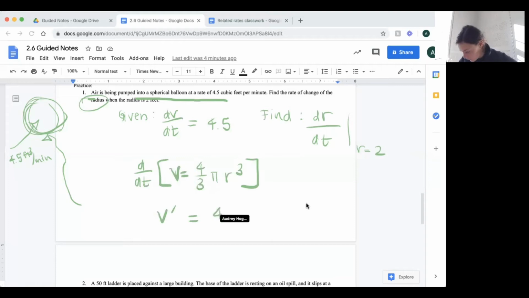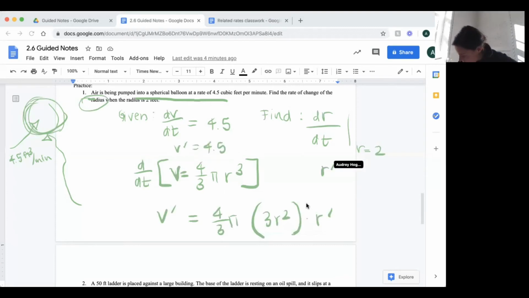So I'm going to have 4/3 pi out here times the derivative of r cubed, which is going to be 3r squared, but I'm not differentiating with respect to r, so I'm going to also have to prime myself, so I'm going to have to multiply by r prime. And up here, I'm going to rewrite this: V prime equals 4.5 and r prime when r equals 2. Equivalent ways, but now I can see that I can plug some stuff into my equation, right?